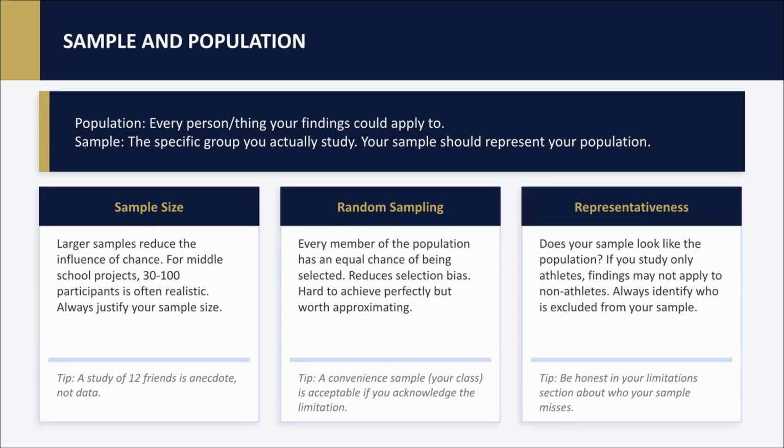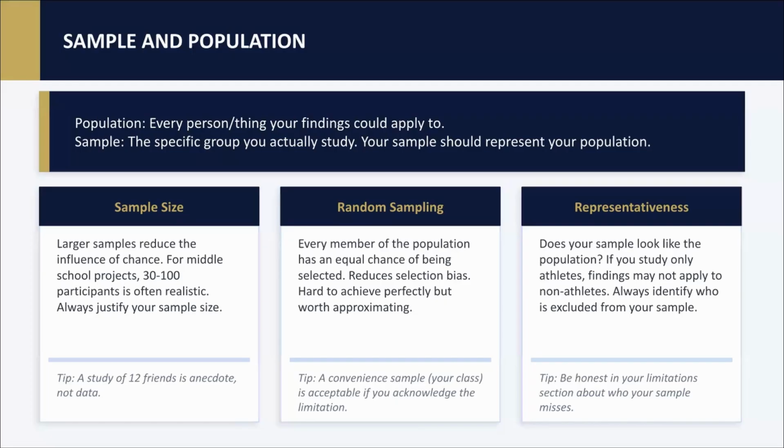For middle school projects, 30 to 100 participants is realistic, but always justify your sample size. Tip: a study of 12 friends is anecdote, not data. Random sampling: every member of the population has an equal chance of being selected. This lowers selection bias, and it's hard to achieve perfectly, but it's worth approximating. And a tip: a convenience sample, your class, is acceptable if you acknowledge the limitation.